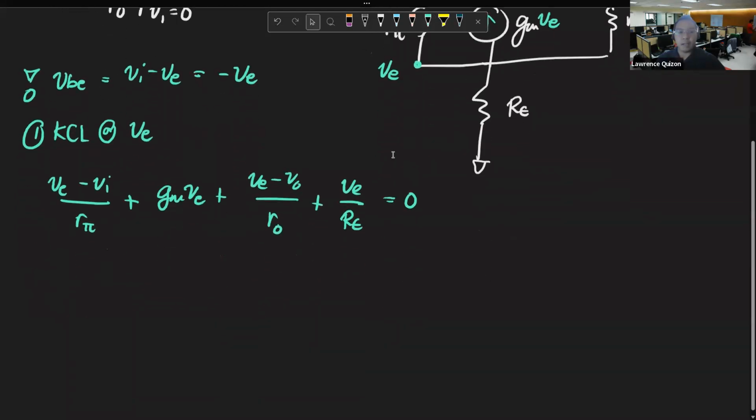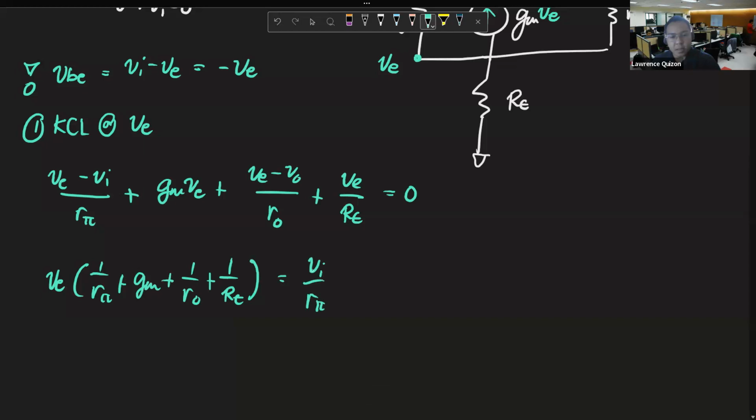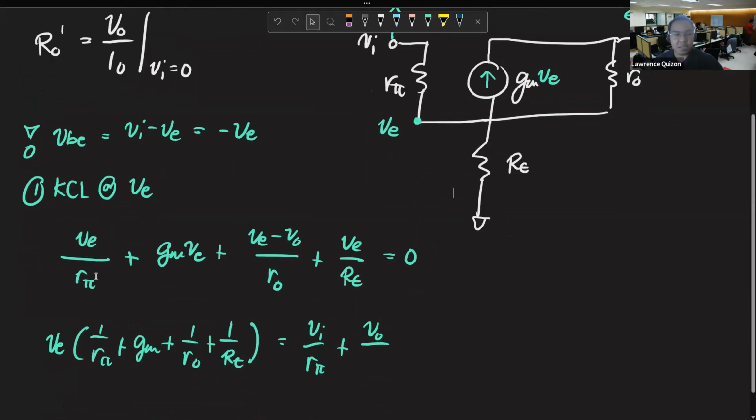Right? And pushing the numbers around, we get VE times 1 over R pi plus GM plus 1 over R out plus 1 over RE is equal to V in over R pi plus V out over R out. Since V in is grounded, we don't have V in, so it's just VE over R pi and V out over R out. So that's it.